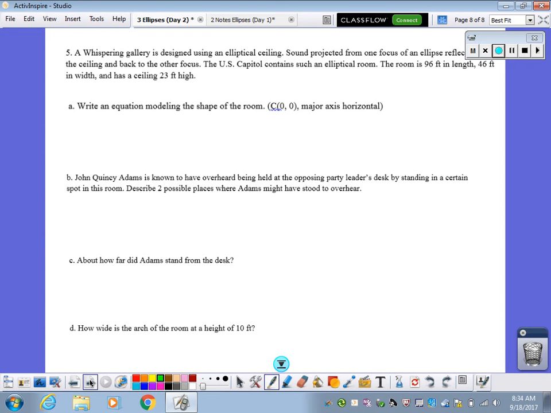C being 0, 0, major axis horizontal. So what that means is that it's going to be a horizontal ellipse. So if we think of the center of the room as 0, 0, we were to draw an ellipse, a horizontal ellipse.